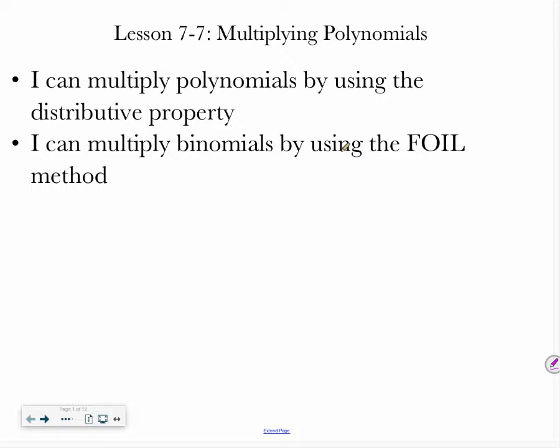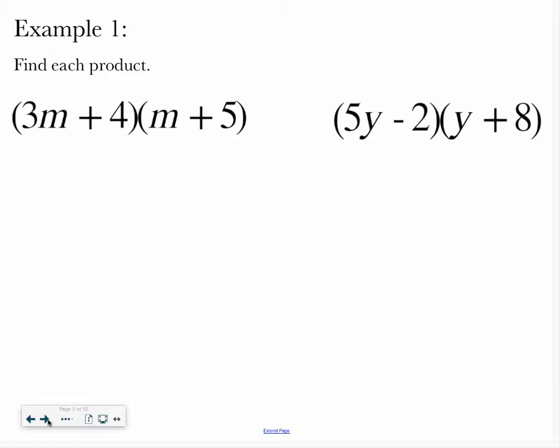Quick review, I think you guys maybe started to touch on the FOIL method last year. Remember, it stands for first, outer, inner, and last. Make sure you know what each of those stands for because I'm going to say FOIL a lot, and if you don't remember what each letter stands for, you might get a little lost, okay? So let's start talking about what it looks like to multiply binomials, okay?